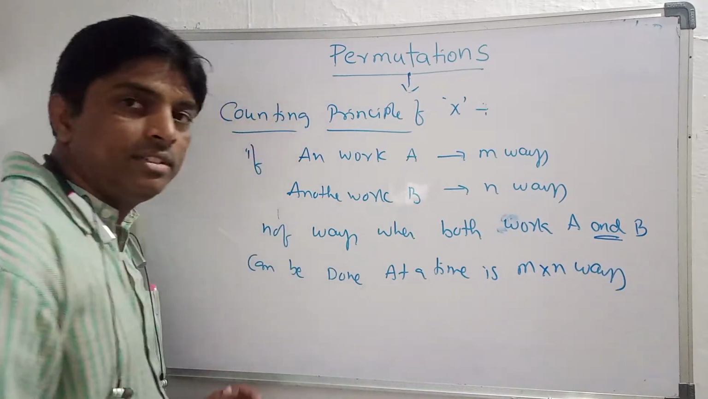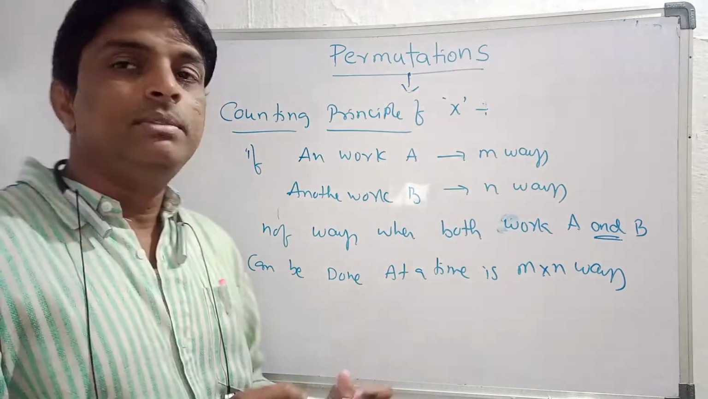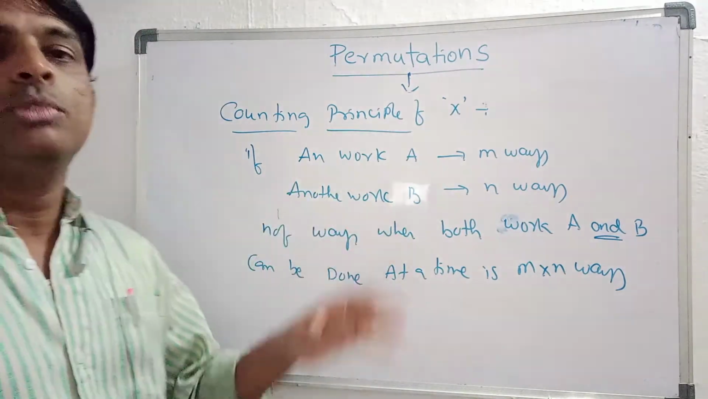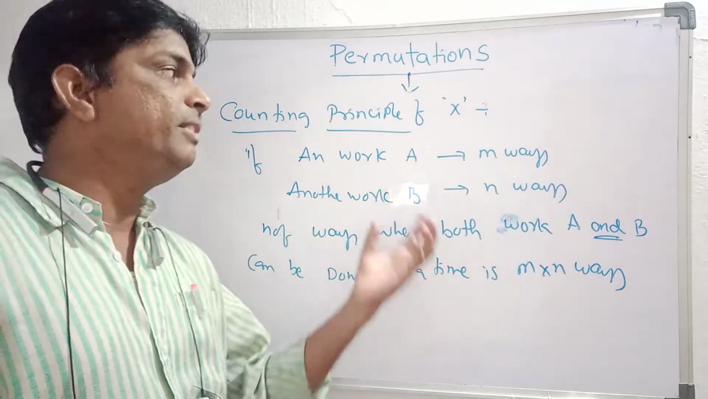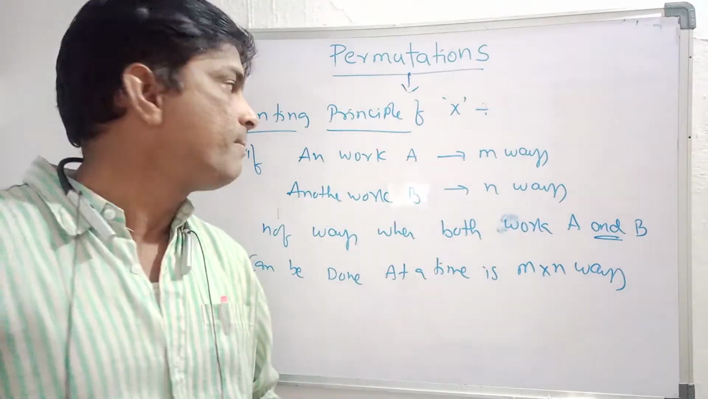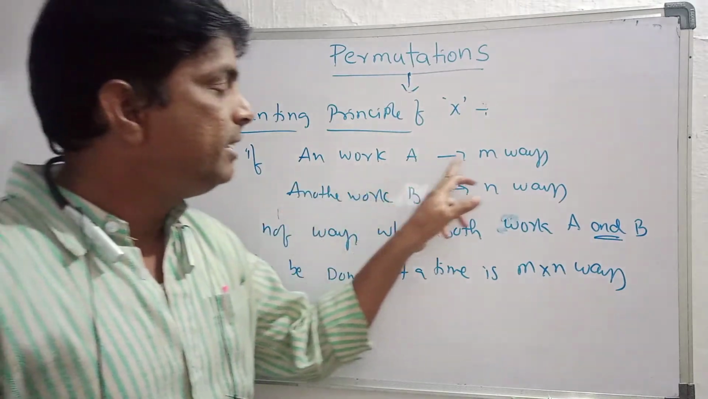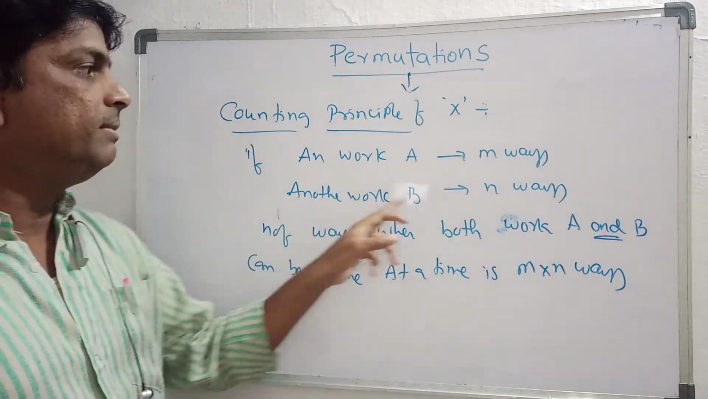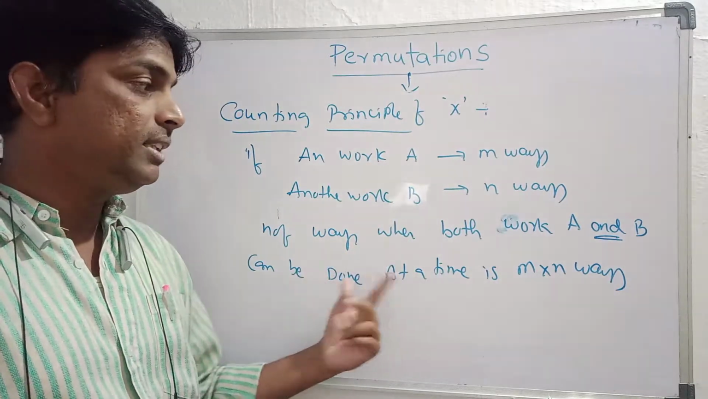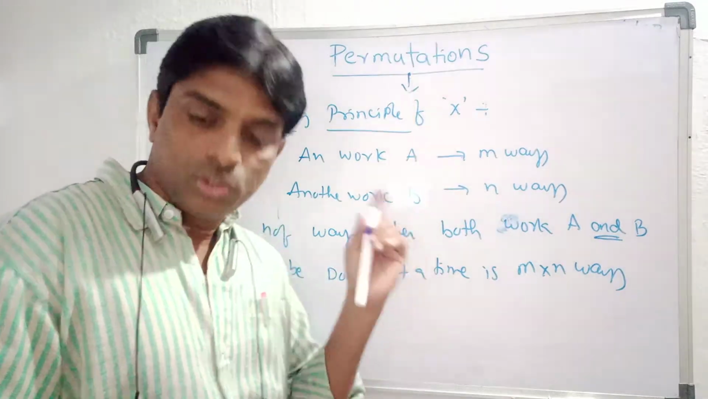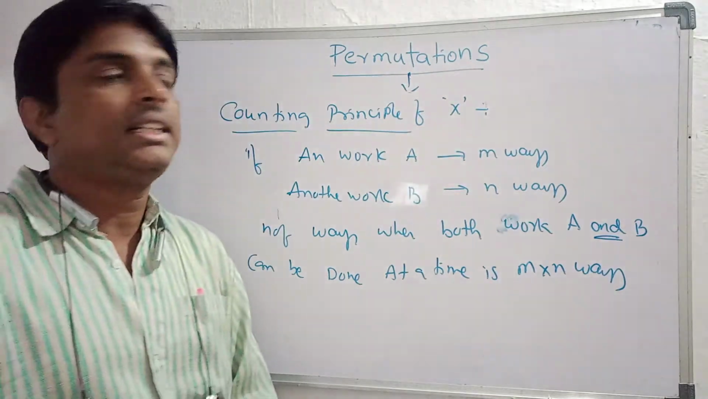M into n ways. This is the counting principle of multiplication. It's very, very important because most of the problems in permutation use this counting principle of multiplication. If a work A can be done in m ways, and another work B can be done in n ways, then the number of ways both the works A and B can be done at a time is m into n ways. To understand this, let's take an example.